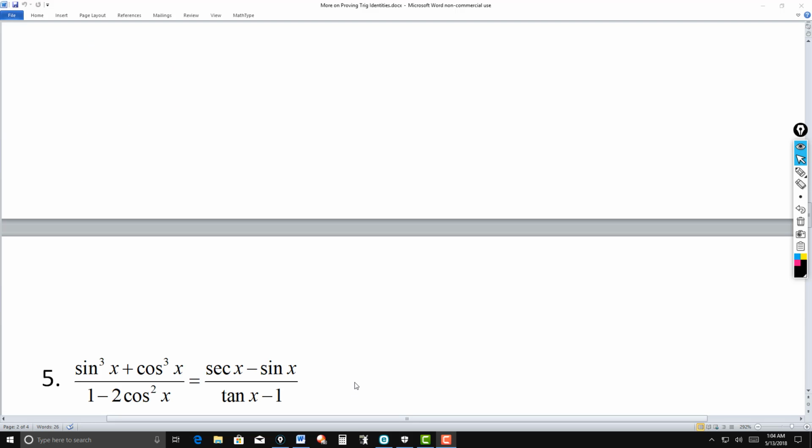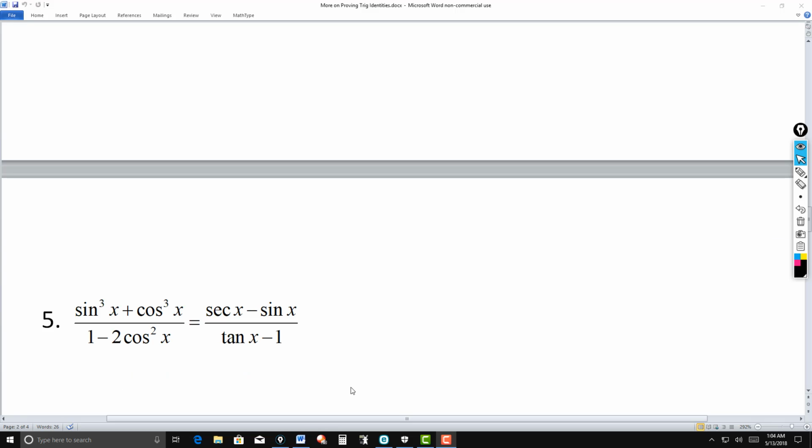Let's look at the one I'm going to look at today. The first one in this video is number 5: sine cubed of x plus cosine cubed of x over 1 minus 2 cosine squared of x is supposed to equal secant x minus sine of x over tangent x minus 1. You start with one side or the other. They seem fairly similar, except the left side has cubes, where the right one doesn't. That suggests we could factor it and break it down to get the right side.